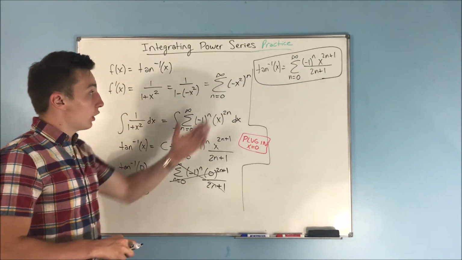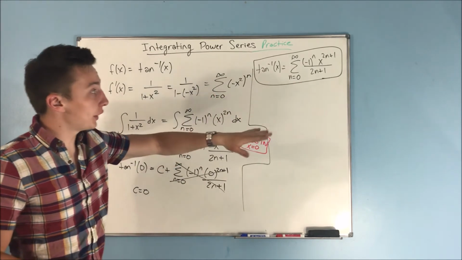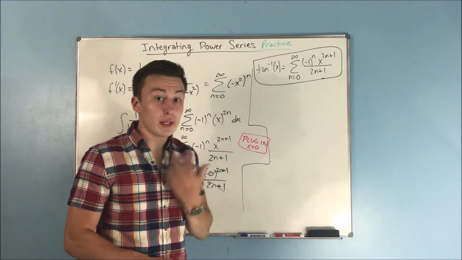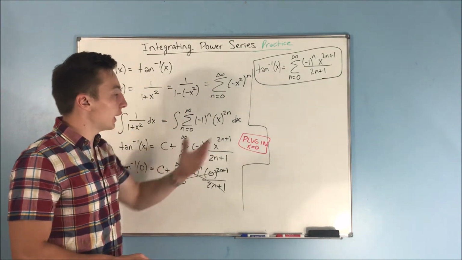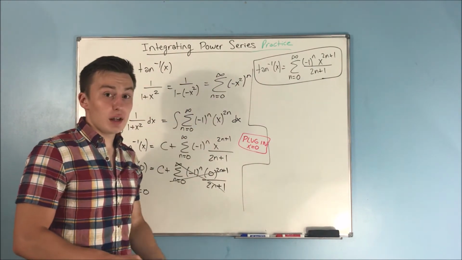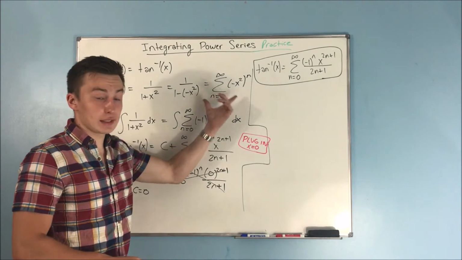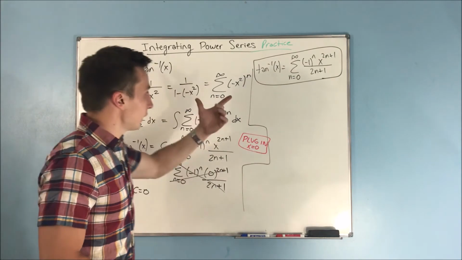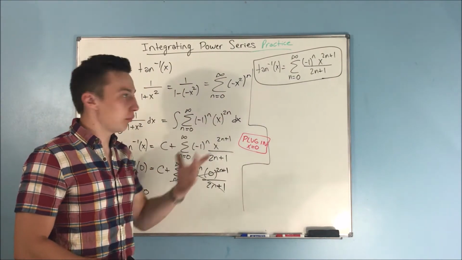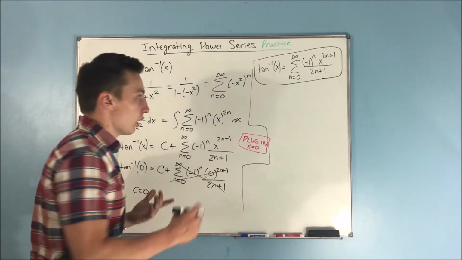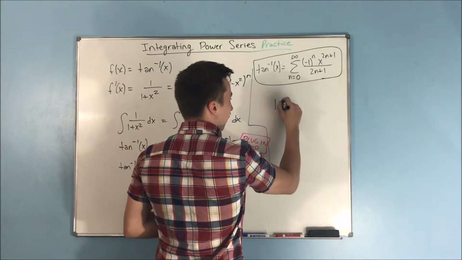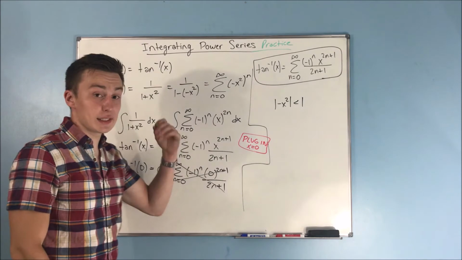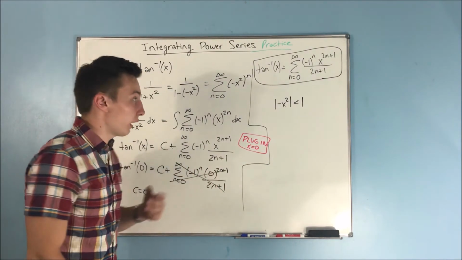Well, instead of doing a ratio test with this final power series, we're integrating, so our radius of convergence is not going to change from this power series to this power series. So what's the radius of convergence for this power series? Well, we know here that the absolute value of negative x squared needs to be less than 1 for this thing to be convergent.